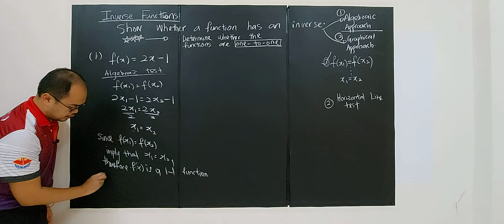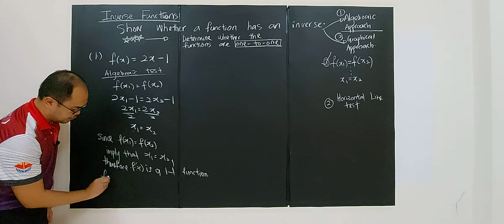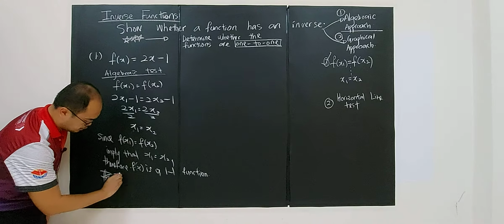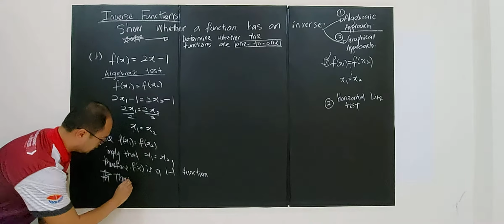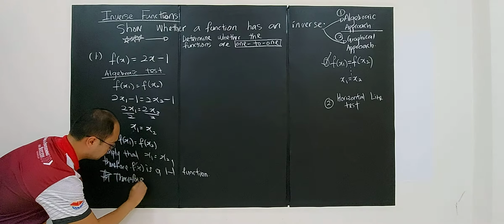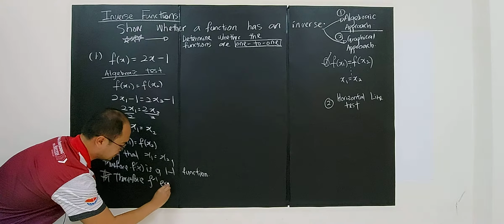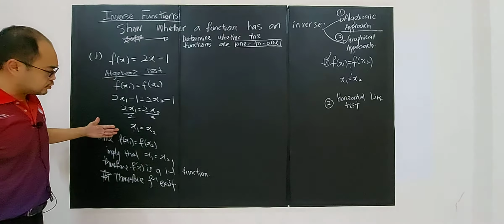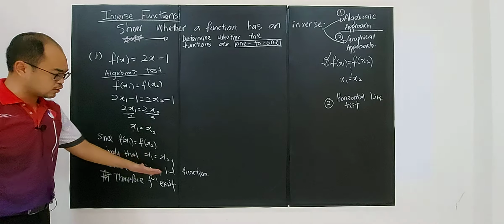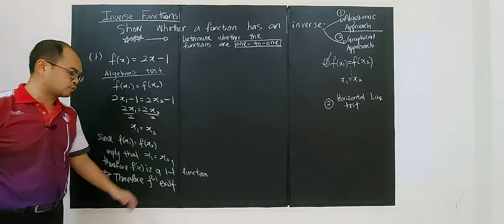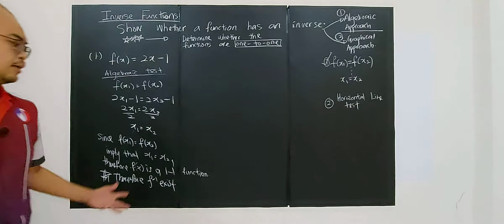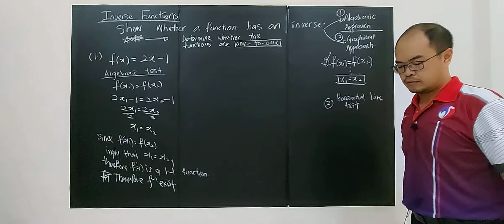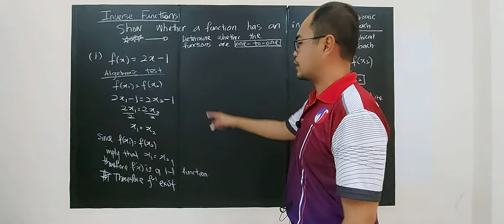Therefore, f inverse exists. If the test tells you that this is a one-to-one function, definitely the inverse of the function exists. Very simple. As long as you get the result x1 equals x2, then the inverse function exists. So this is the algebraic test.